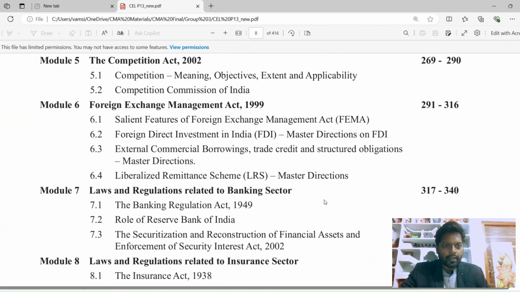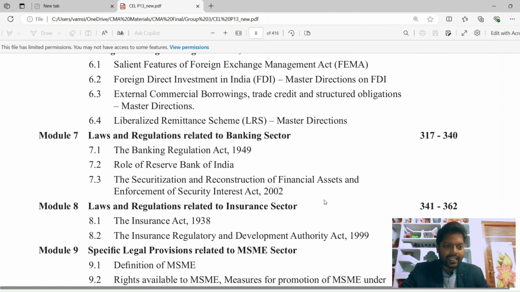Competition Commission of India. Module 6, Foreign Exchange Management Act 1999: 6.1 Salient Features of the Foreign Exchange Management Act, FEMA; 6.2 Foreign Direct Investment in India, FDI, Master Directions on FDI; 6.3 External Commercial Borrowings, Trade Credit and Structured Obligations, Master Directions; 6.4 Liberalized Remittances Scheme, LRS, Master Directions.